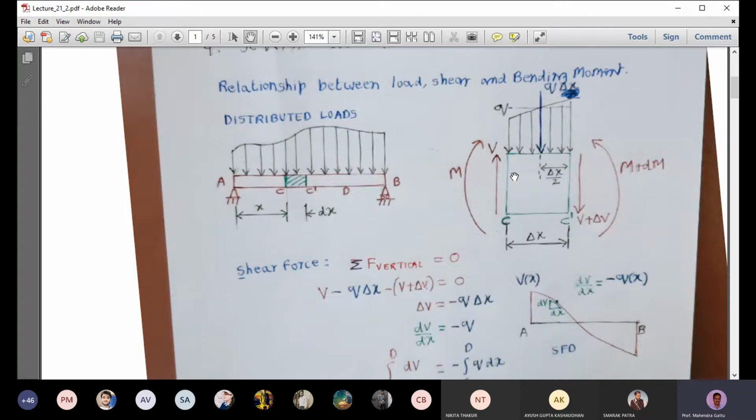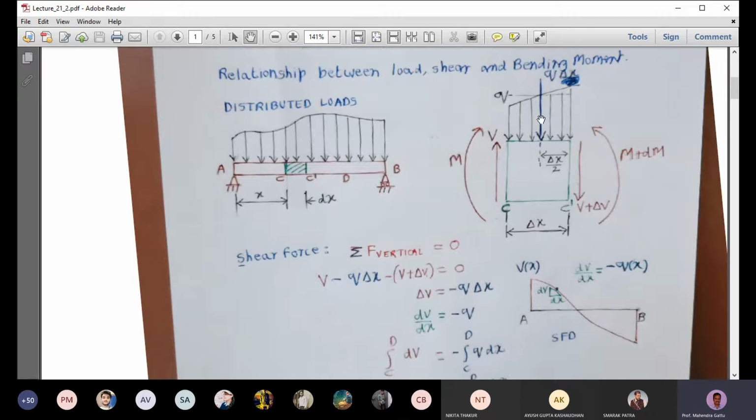We are also seeing how this shear force and bending moment vary from the left face to the right face. On the right face, we have given a small increment to the shear force, V plus delta V, and to the bending moment, M plus delta M. You can write dM also. We want to see what the change in the shear force, delta V, and the change in the bending moment, delta M, are as we move from the left edge to the right edge, a distance of delta x.